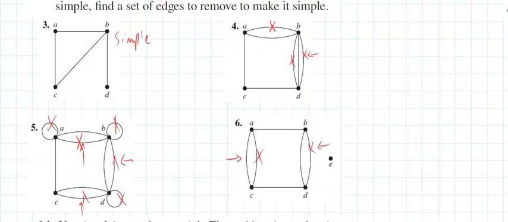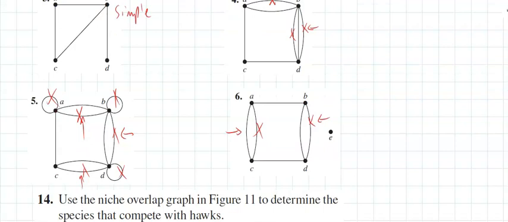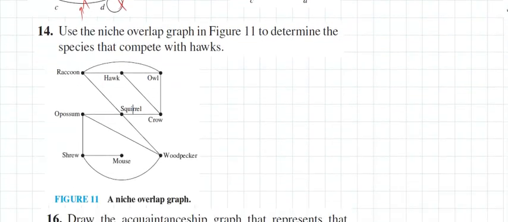Pause for a minute. 7 through 9, I didn't really talk about this because they're directed graphs, and they can't be made simple, and there's no fix in them. So removing an edge or a loop does not fix that.